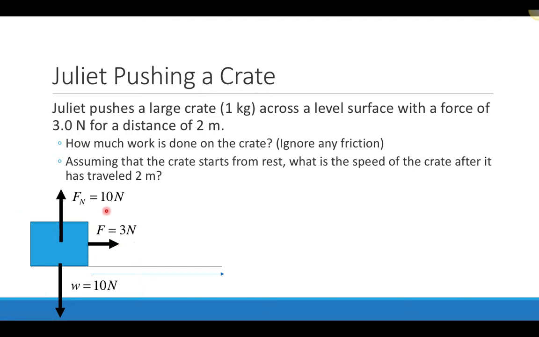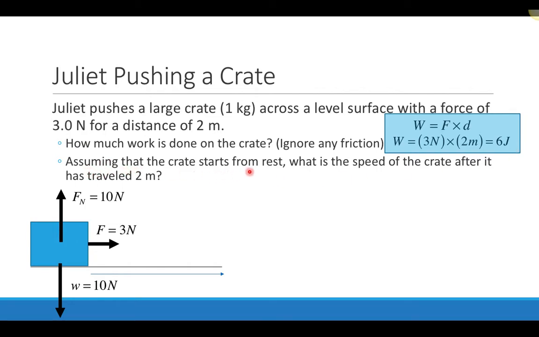Here's our applied force of 3 newtons. We know that the weight and the support force do not contribute to the work because they're not helping it move along the direction of the motion, which is to the right. So the work is the force times the distance. Force is 3 newtons, distance of 2 meters. So the work that is done on the crate by Juliet is 6 joules.